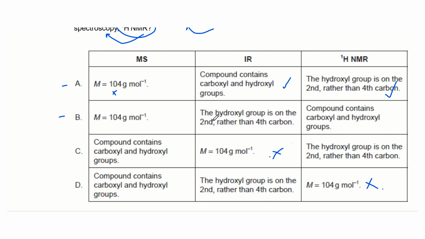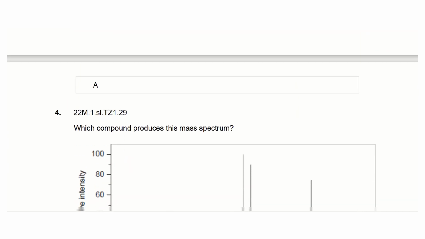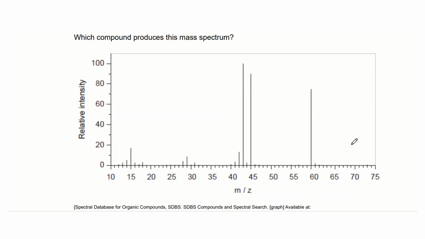And I can prove this to say that I cannot have a proton environment in the IR. So this is not an option. I can see that the compound contains carboxyl and hydroxyl groups from the proton NMR, but I can't see it in the IR. So the only logical answer here is A.